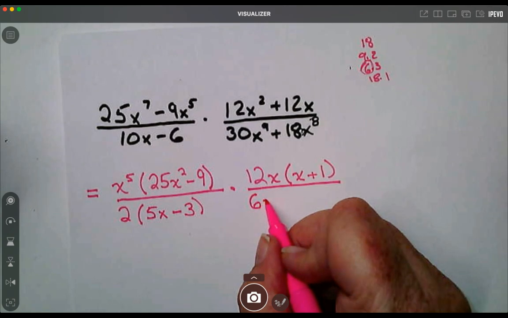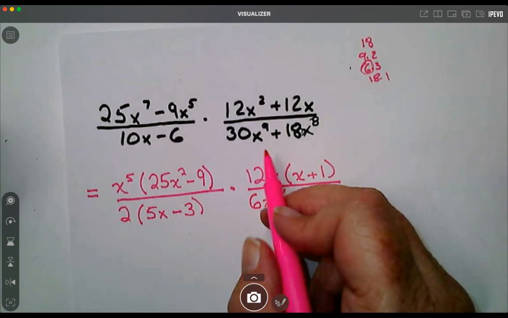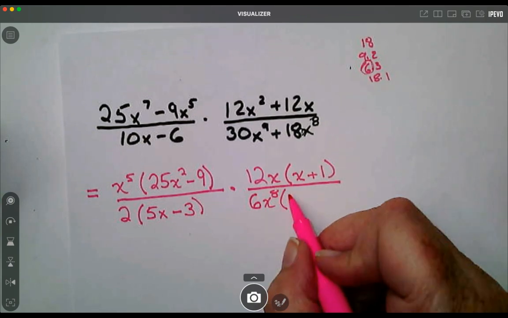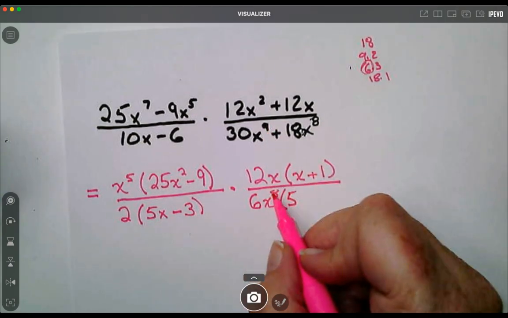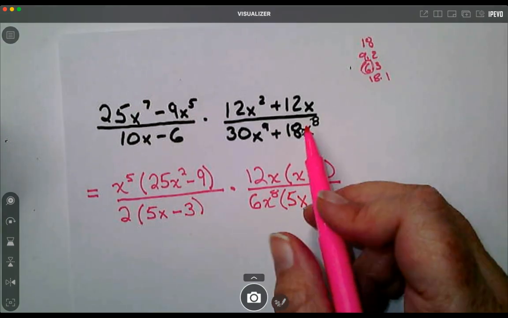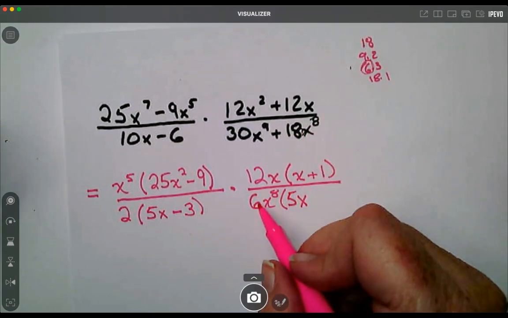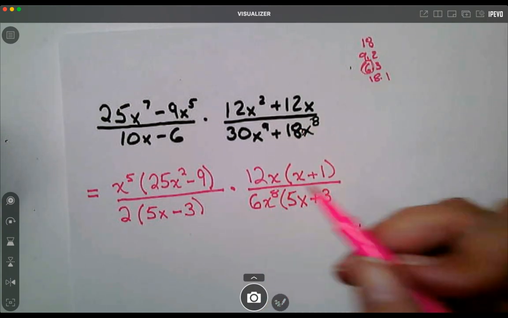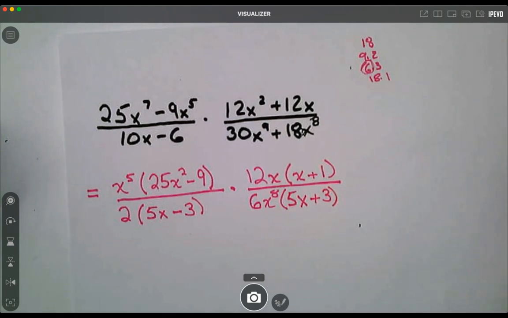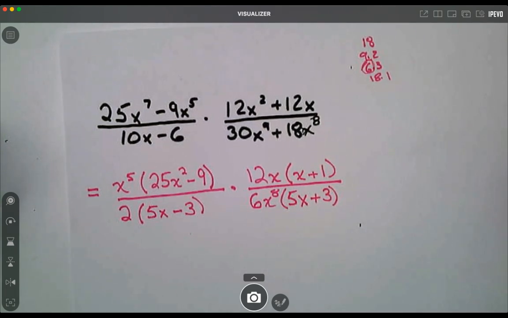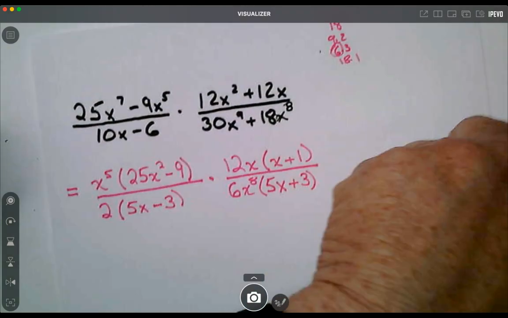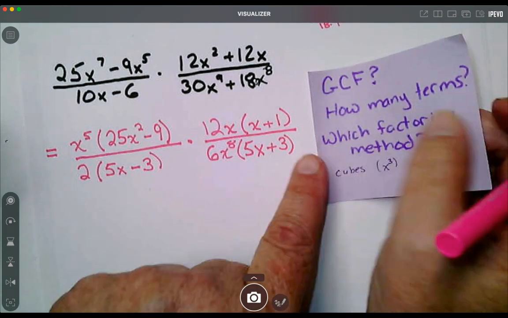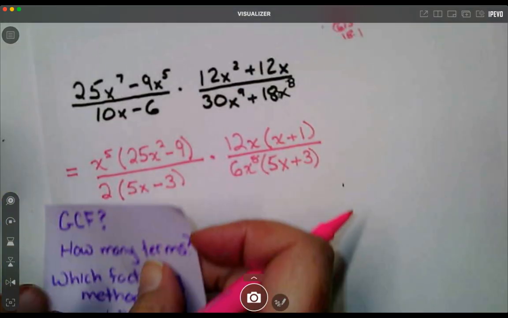X to the power of 8 is my smallest degree. 30 divided by 6, x to the power of 8, would give me 5. Subtract your exponents, x. 18, x to the 8th divided by 6, x to the 8th. 18 divided by 6 is 3. x8 divided by x8 is 1. So there I have it. You know, all we've done so far is the greatest common factor step. So the next thing is we have to see if we can factor what's inside the parentheses.